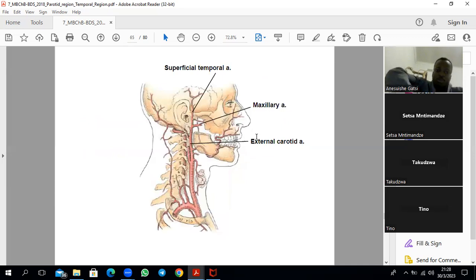So I said there is the facial nerve, there is the retromandibular vein, then there is the external carotid artery. Right. In terms of arrangement, the facial nerve is the most superficial, followed by the retromandibular vein, then your external carotid is the deepest. Right.